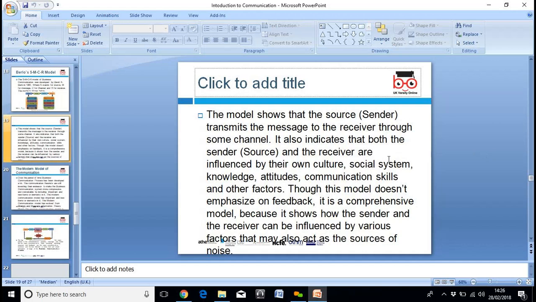It also indicates that both the sender and the receiver are influenced by their own culture, social system, knowledge, attitude, and communication skills. Though this model doesn't emphasise feedback, it's comprehensive. It's a comprehensive model because it shows that the sender and the receiver can be influenced by various factors that may also act as sources of noise. Well, that would be apparent if it was two people speaking on this level that didn't know each other or weren't aware of each other's situation. But where people are well known to each other, then this would not apply.